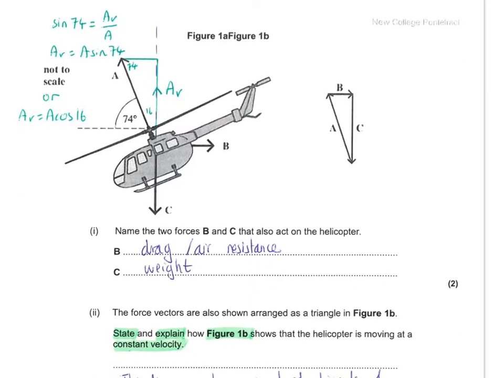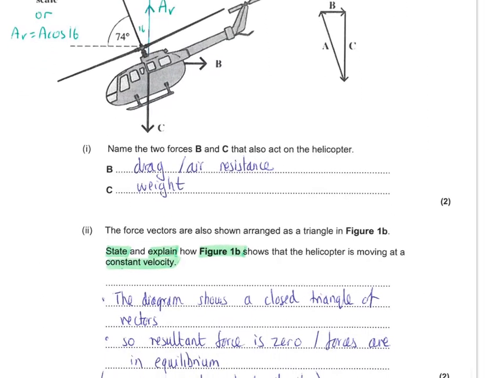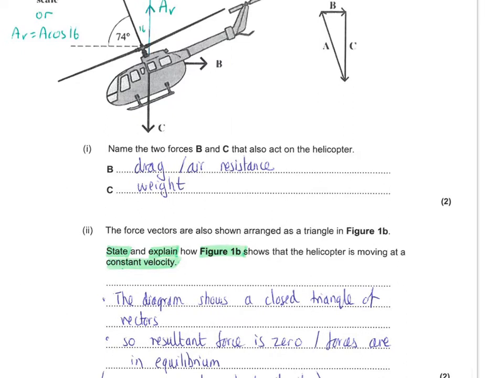First step then, you're asked to identify these forces. So B is the drag or air resistance and C is equal to the weight. Next, the question refers to the diagram of the triangle of forces here for A, B and C. You are asked to state and explain how this diagram shows that the helicopter is moving at constant velocity.